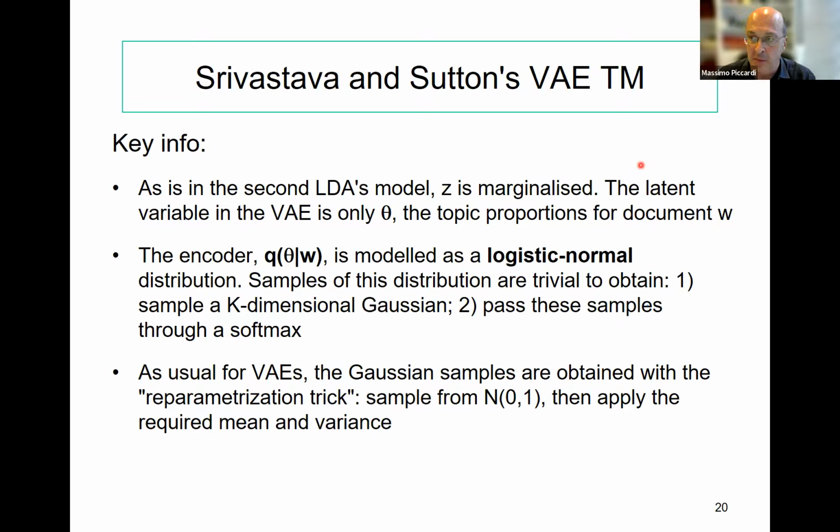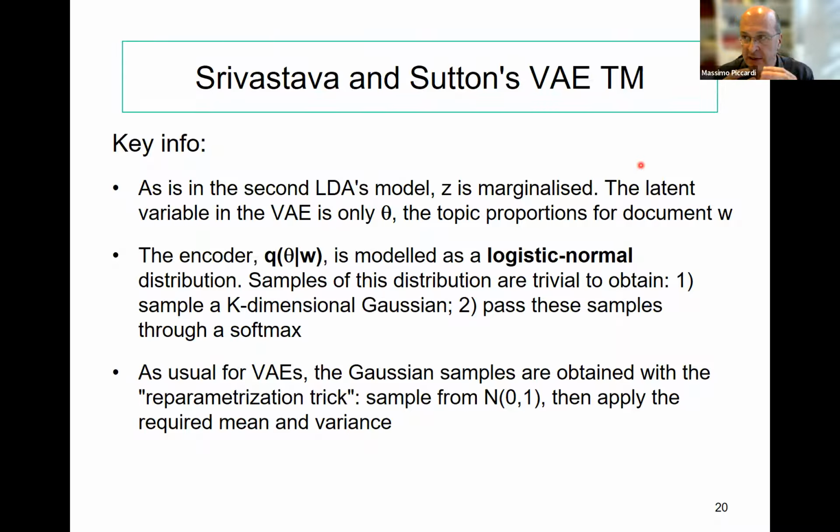So first of all, the variable Z that we said is used in LDA's generative model to represent the topic of a certain word is marginalized. So it disappears from the model. That's the reason why I introduced the second version of the generative model, because these models use the second version where Z is not sampled explicitly. All you sample is W, the word itself.